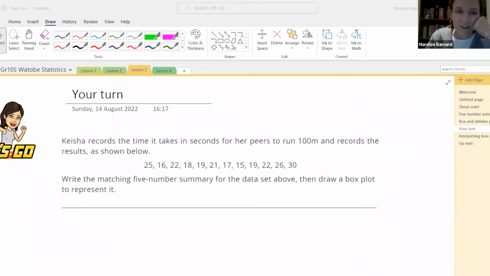Okay, Watobe, you have a question? Go for it. Oh, Watobe's gone. Okay. I'm looking for a mustache emoji, but there doesn't seem to be one. I know.